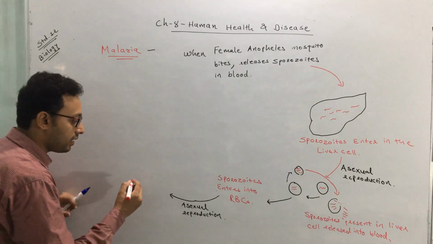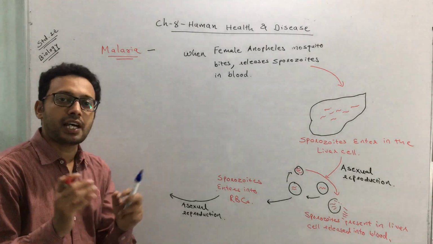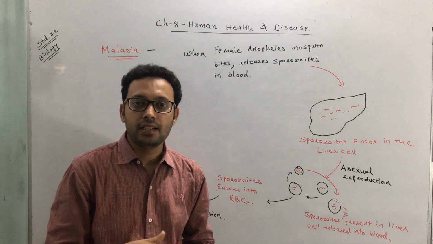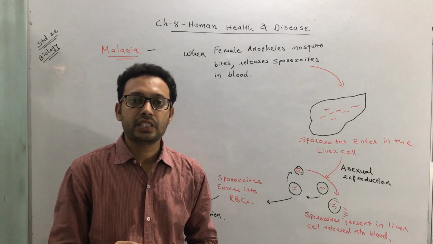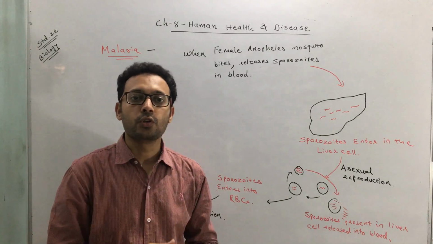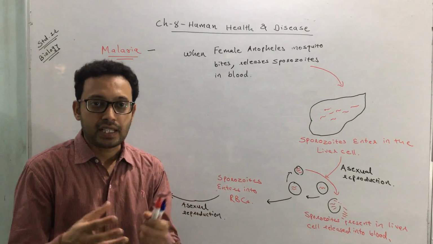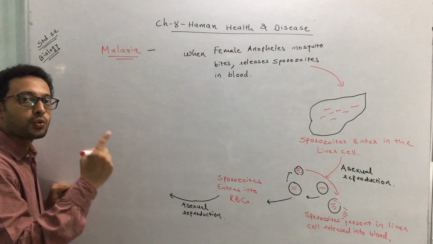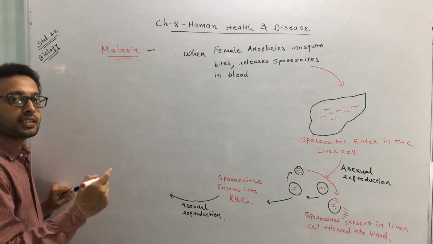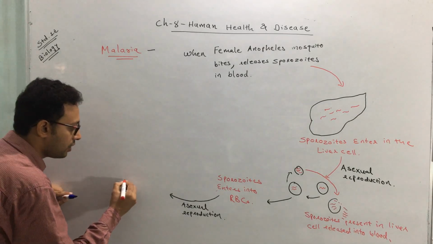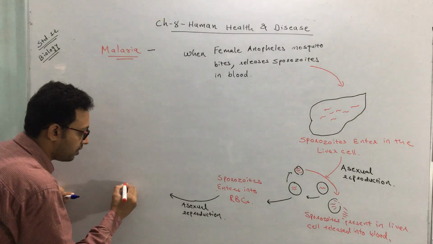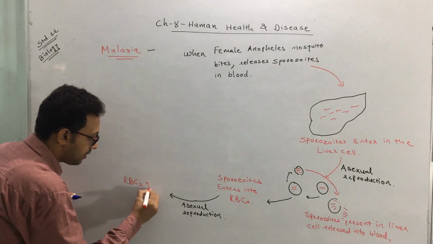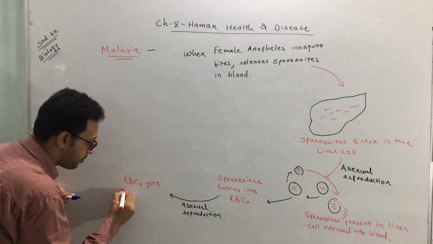But while rupturing, it converts. Now you know what the RBC contains. The RBC is a red blood cell, that is a red color. The red color of RBC is due to the presence of hemoglobin. So what happens? The parasite reacts with it and converts hemoglobin into a toxic material called hemozoin. So asexual reproduction, and the RBCs get ruptured.